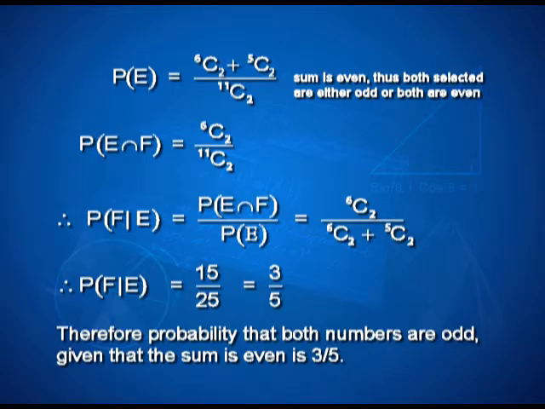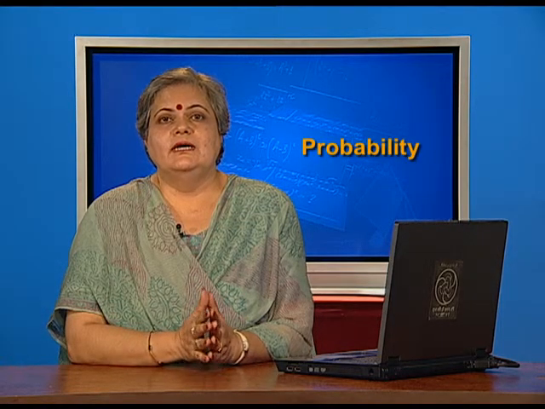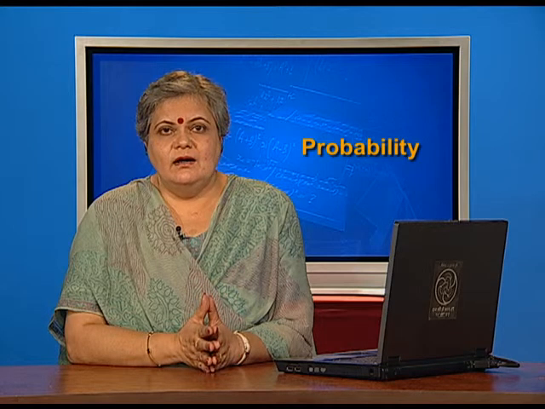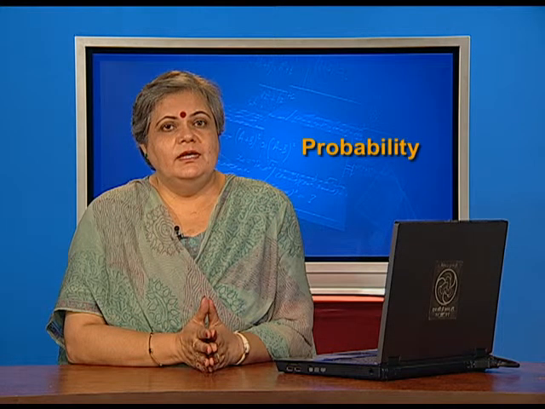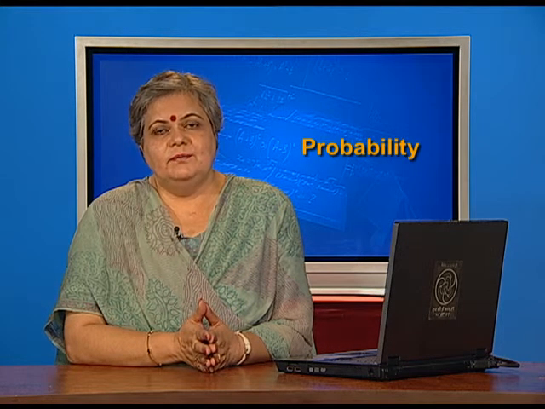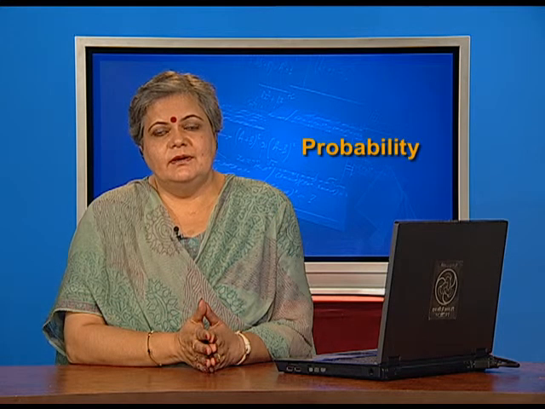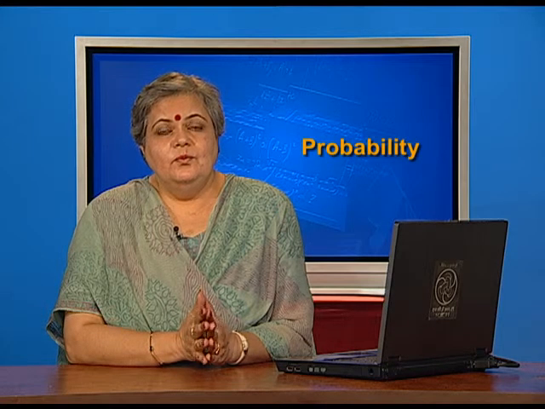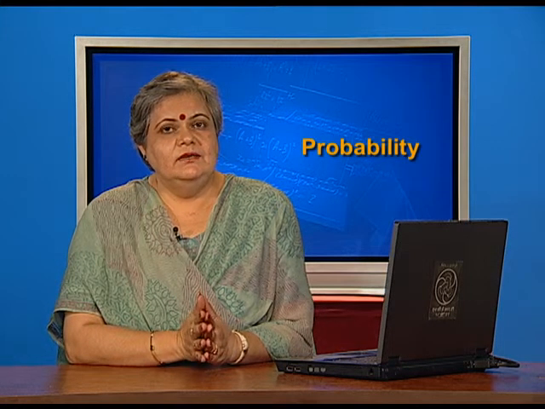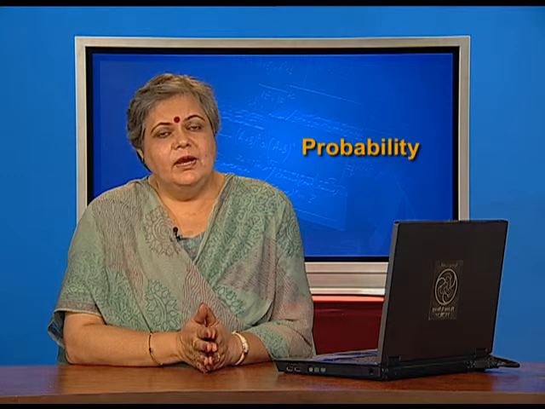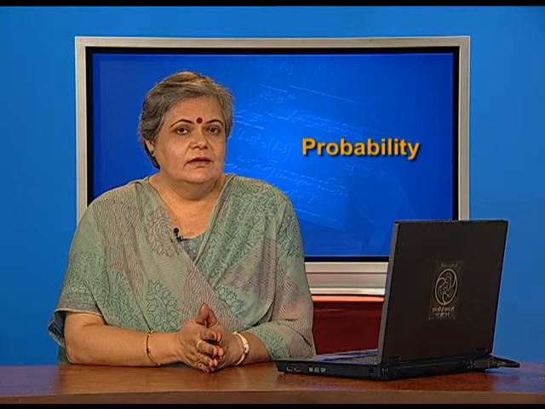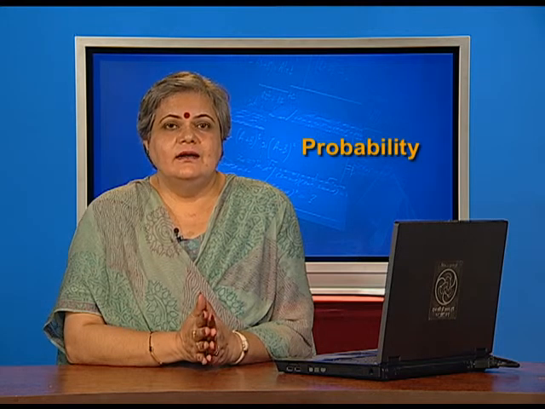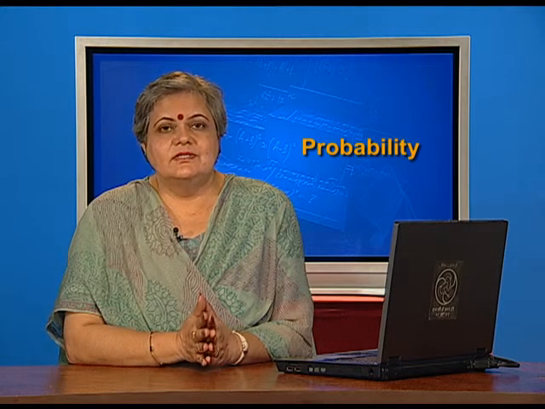So, this was all about conditional probability. Given one event has occurred, what is the probability of another event happening in a certain experiment? In our next lesson, we will talk about will the probability of the second event get affected by knowing that something has already occurred? That will be discussed as our next lesson.